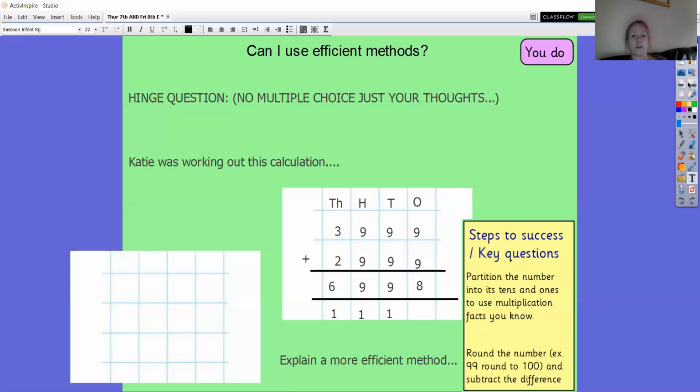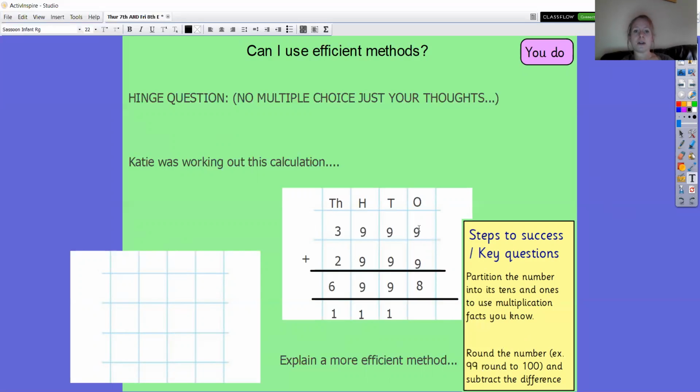Okay, hopefully you've had a little think to yourself or a little talk about what Katie could have done instead. And I'm hoping that you remembered your rounding lessons. There's a little bit of a hint down here. Although this is multiplying numbers and this is adding, I want you to see that you can use efficient methods for all the different operations: adding, taking away, multiplying and dividing.